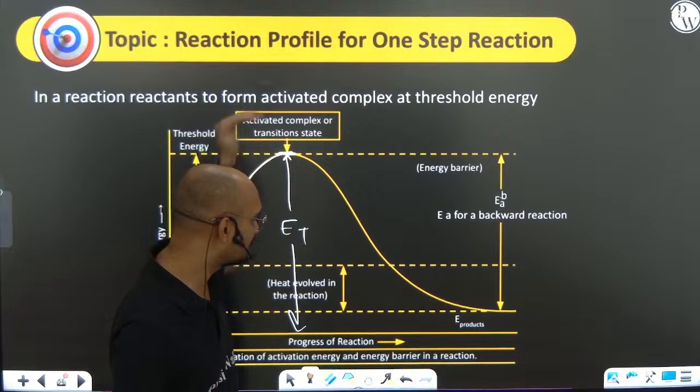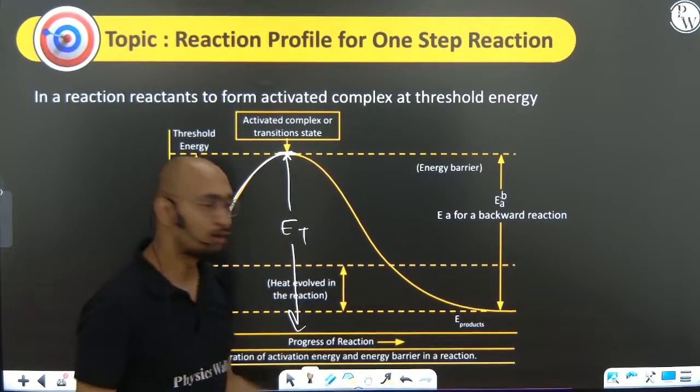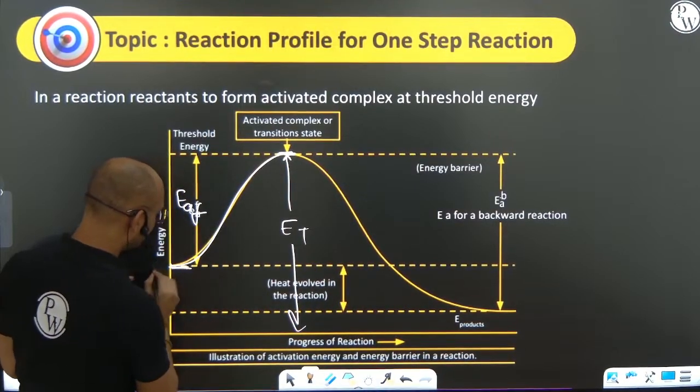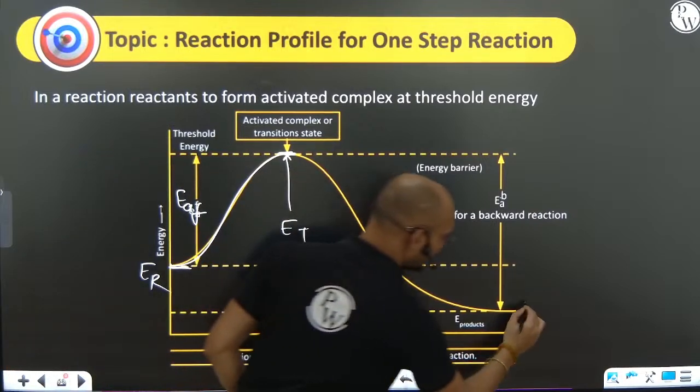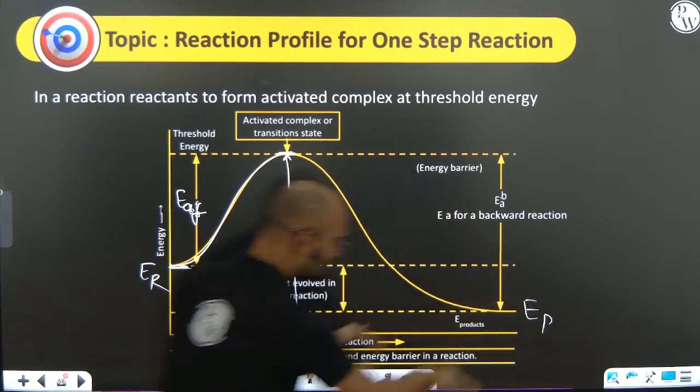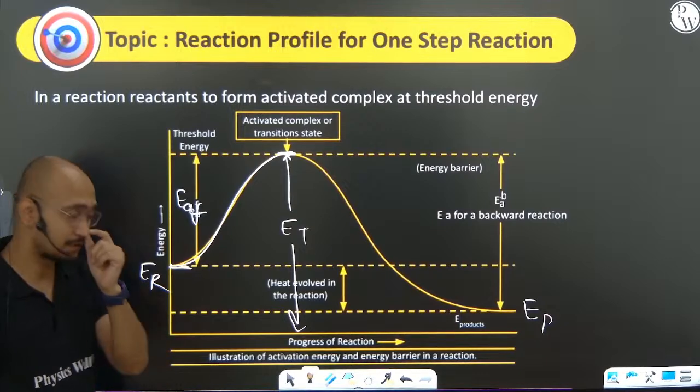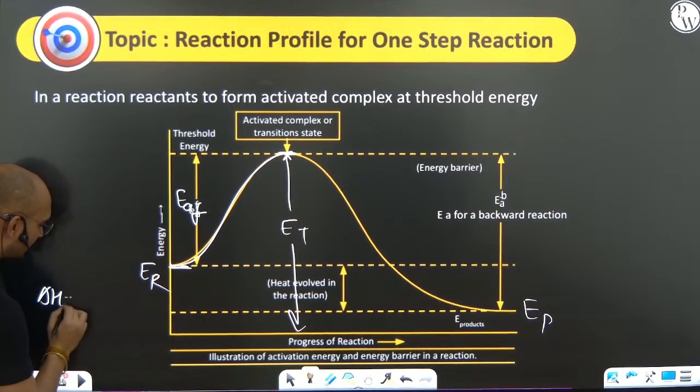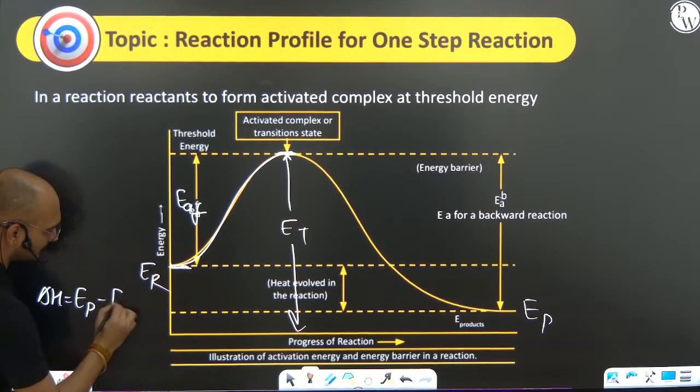Forward direction reaction, and it reaches the product. Now we can see that it is E reactant and E product. Can we see E product is less, E reactant is more? When E product is less, what is delta H? I hope you know that delta H equals E product minus E reactant.